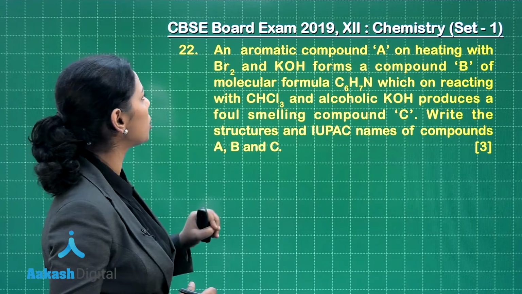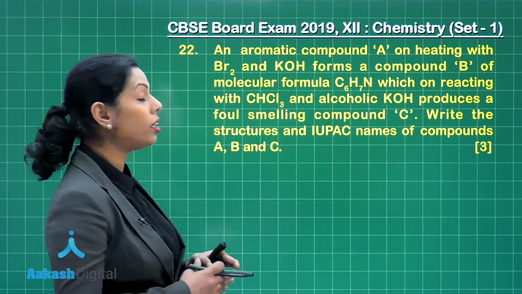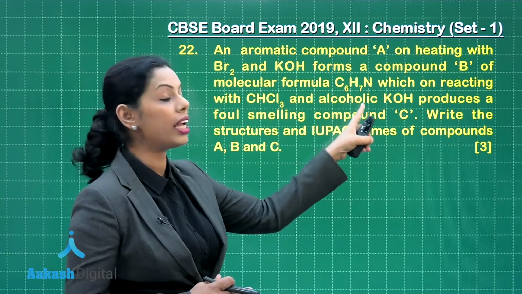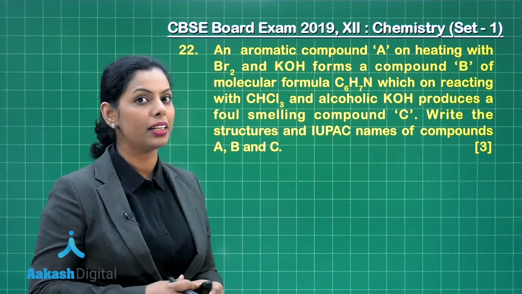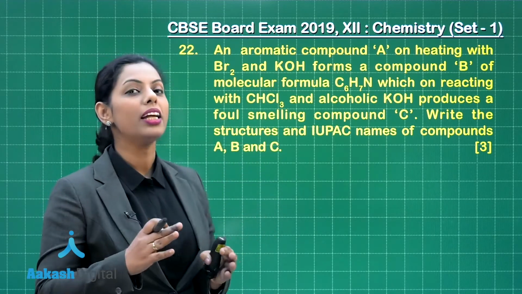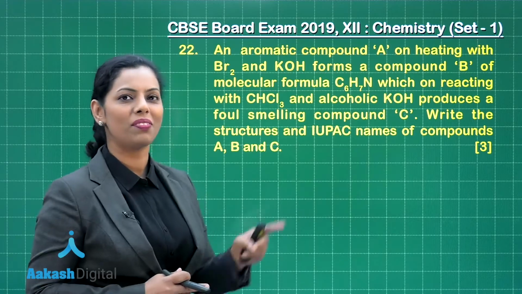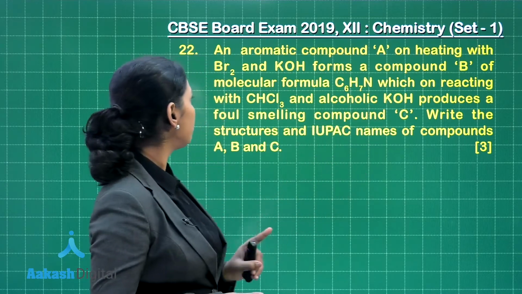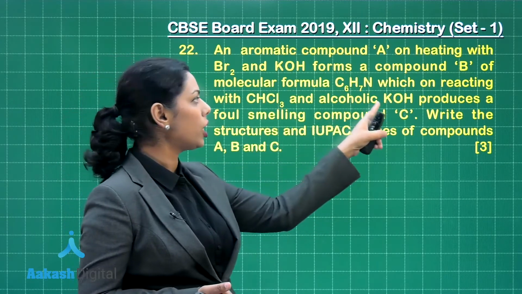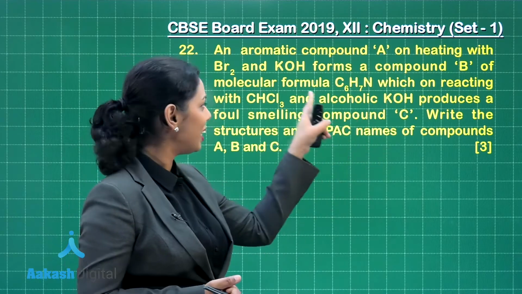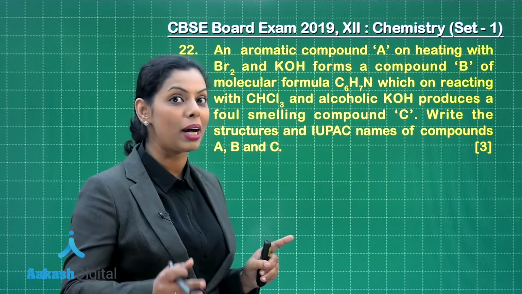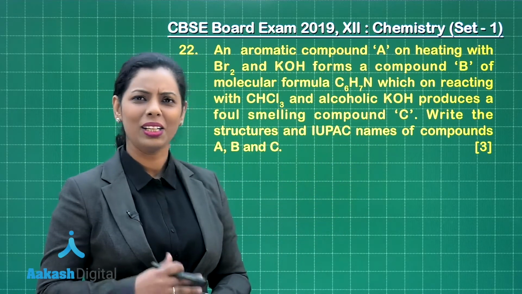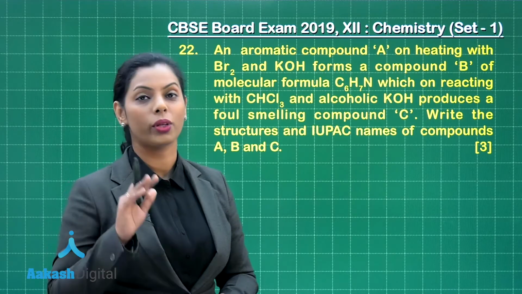If I talk about the first reaction, you have an aromatic compound, and on treating with bromine and KOH it forms a compound B with the molecular formula C6H7N. It means there is the formation of an amine. Generally in case of Hofmann bromamide degradation we use these reagents, so the hint is here. Further, this compound, an amine, on treatment with CHCl3 and alcoholic KOH produces foul smelling compound C. This is the carbylamine reaction, and there would be the formation of a foul smelling isocyanide. So, the hint is clear. On the basis of this you can solve this reaction.